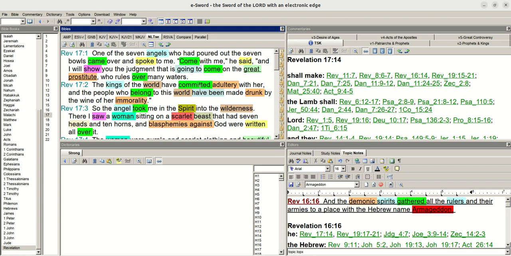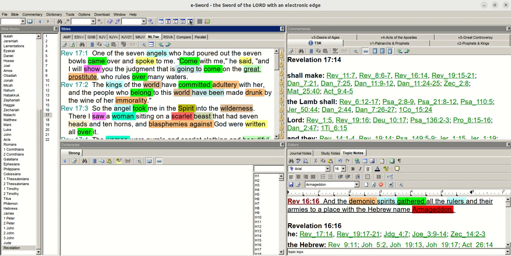The kings of the world have committed adultery with her, and people who belong to this world have been made drunk by the wine of her immorality. Now, there's a couple of key words that we can look at over here. When it's talking about wine, it takes us right back to what? Revelation 14 and the judgment, and the evil people were thrown into the wine press, the whole bit. Anyway, we don't want to get too far off the subject. What I'm going to do is click on over here.